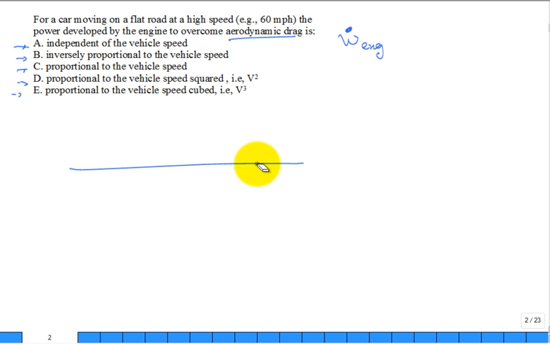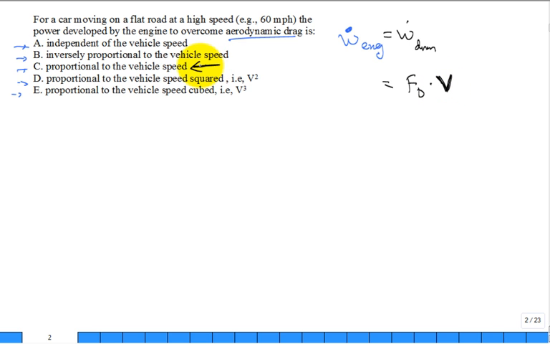Okay, so let me pick this up. A lot of people did know how to solve this problem. They're saying, you know what? The power to overcome the aerodynamic drag, W dot drag, is going to be the drag force times the vehicle speed. And they look at that and they say, aha, proportional to the vehicle speed, they want to answer C.